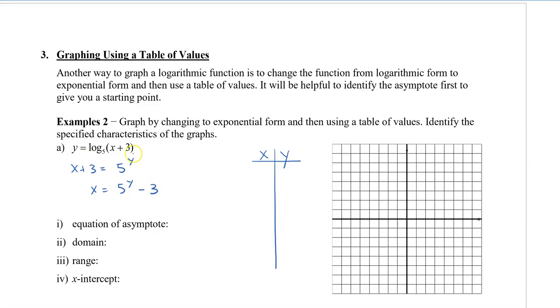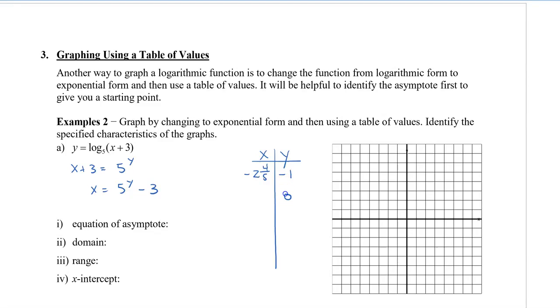So remember that this equation, or this function here, is actually identical to this one. They're just in different forms. One's in log form, one's in exponential form. So in exponential form, I'm going to find y values and then solve for the x. So let's just start with some negative ones. So we have negative 1. I plug it into here. I get 1/5 minus 3. So I get negative 2 4/5.